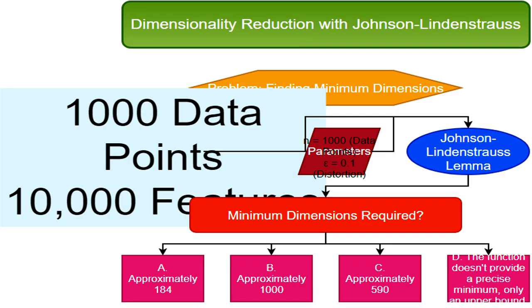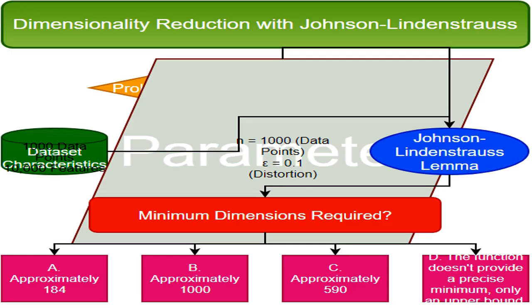I'll use 2 key parameters. N equals 1,000, the number of data points, and epsilon equals 0.1, the allowed distortion or error in the distances between points after dimensionality reduction. The smaller epsilon, the more accurate the result, but also the more dimensions I will need. I'm leveraging the Johnson-Lindenstrauss lemma, a powerful mathematical tool that guarantees I can reduce the dimensionality while approximately preserving distances between data points.